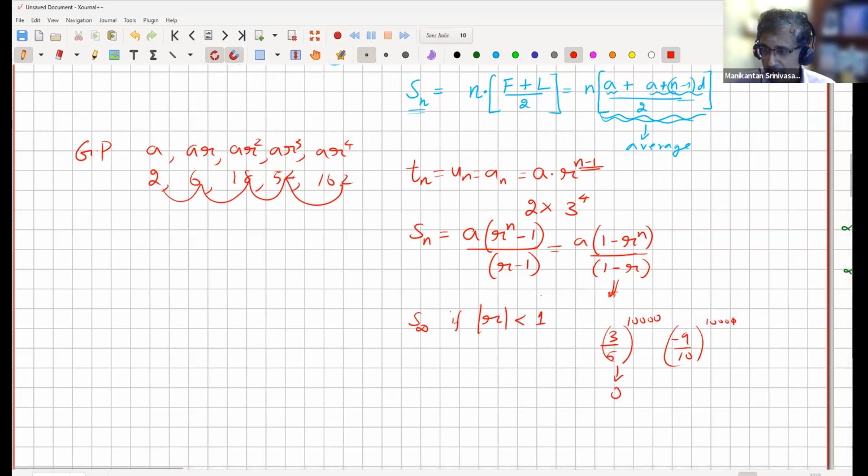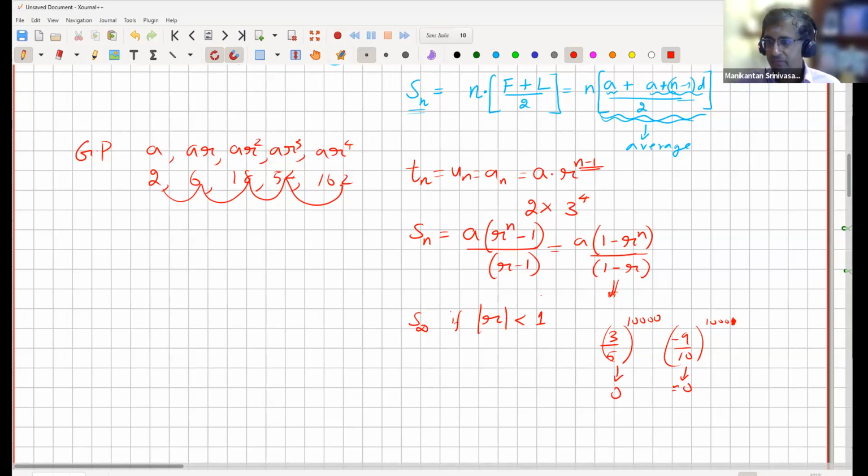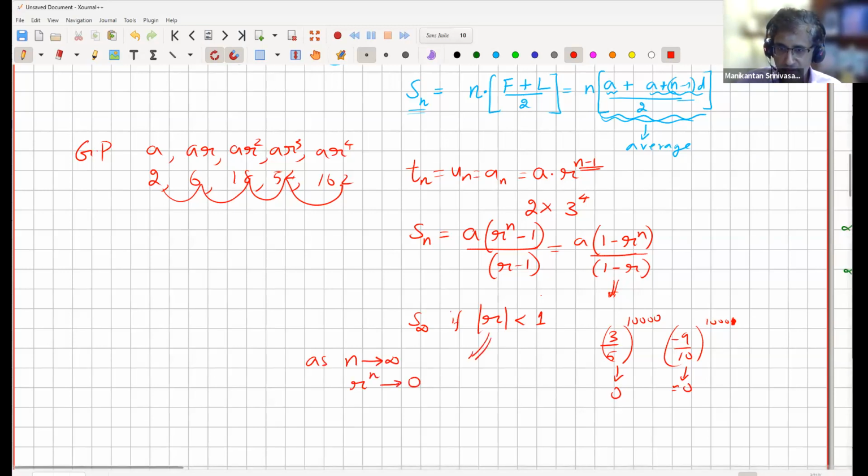And I'll make this odd, so it'll be negative, minus 9 by 10 power an odd number, but still it's approximately 0 only. It'll alternate between minus and plus, but 0.9, when you keep multiplying by itself like 10,000 times, you can try it on a calculator also, practically goes to 0, when a fraction gets multiplied so many times. And therefore, as n tends to infinity, you write tends to in math using this arrow, then we can say R power n tends to 0, if this condition is true.